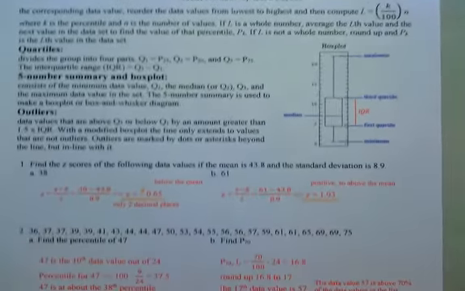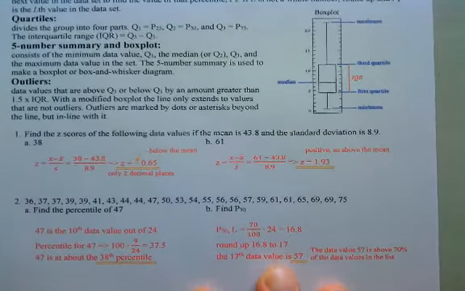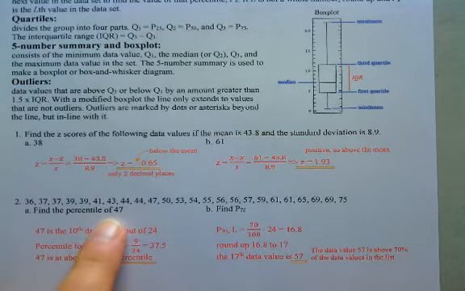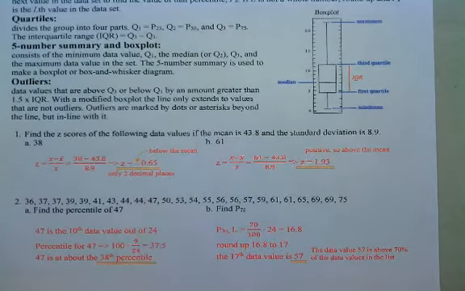All right, now let's look at finding some other types of positions. So we have a data set here. There are 24 values in the data set. And the first thing we want to do is find the percentile of 47. So here's the 47. It's in our list. We want to know what percentile it would have. Basically what you're asking in that case is what percentage of the entire data set does the 47 fall above?